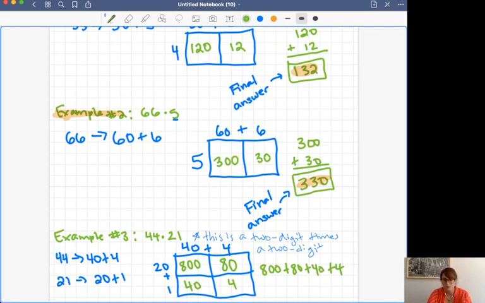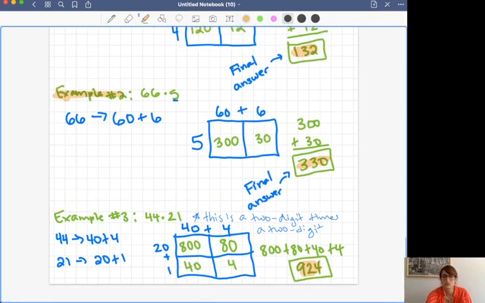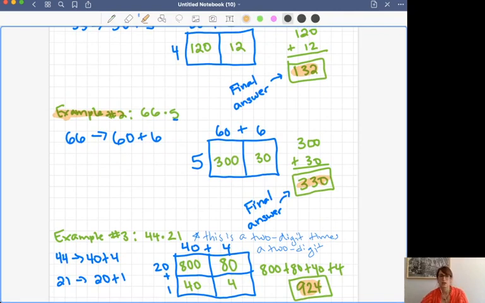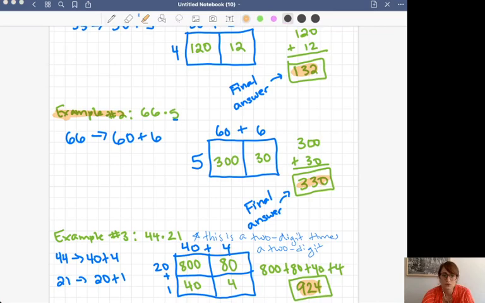But our final answer for this one is going to be 924. And again, I'm going to go ahead and highlight that. And I kind of ran out of space to write that it's my final answer, so I'm just going to leave it like that. And that is it for your notes for today.